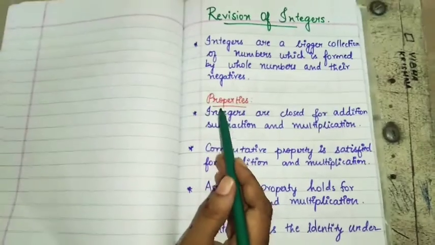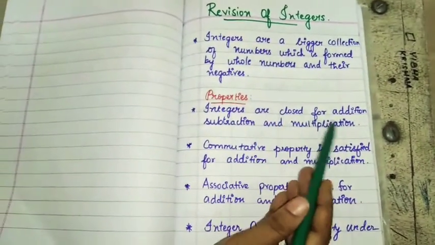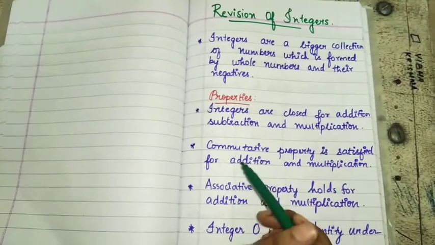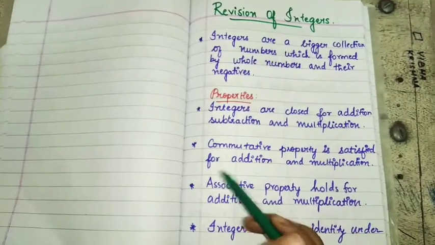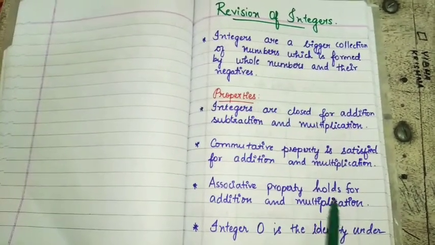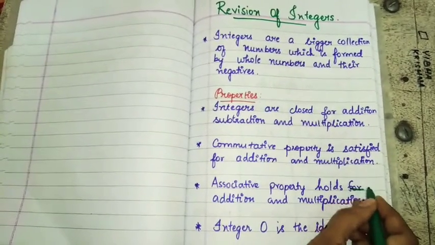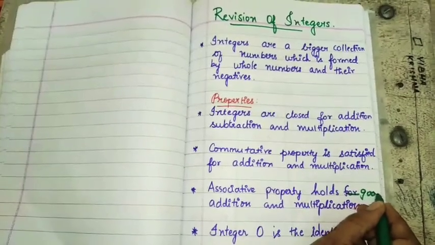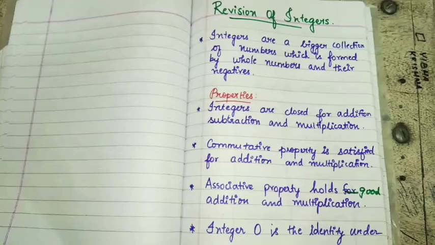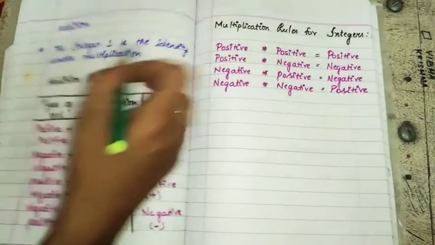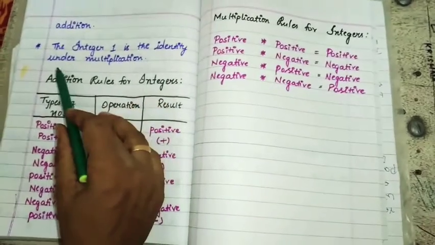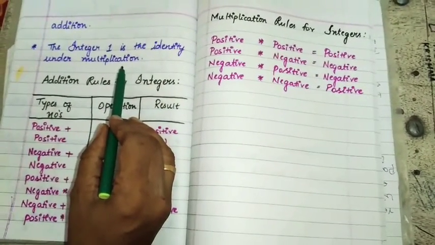Now, moving on to the properties, integers are closed for addition, subtraction and multiplication. Commutative property is satisfied for addition and multiplication. Associative property holds good for addition and multiplication again. Integer 0 is the identity under addition. The integer 1 is the identity under multiplication.